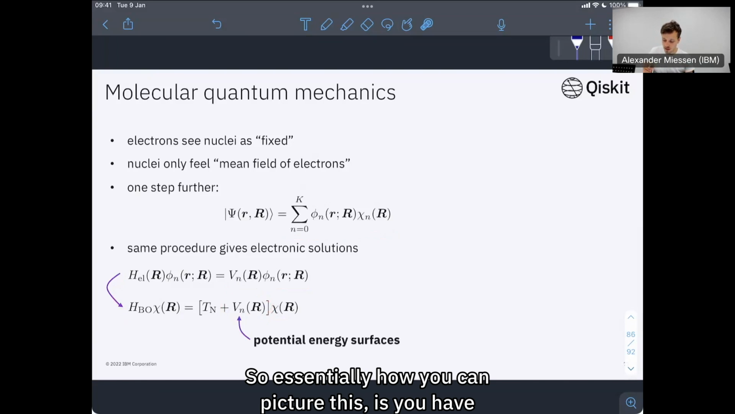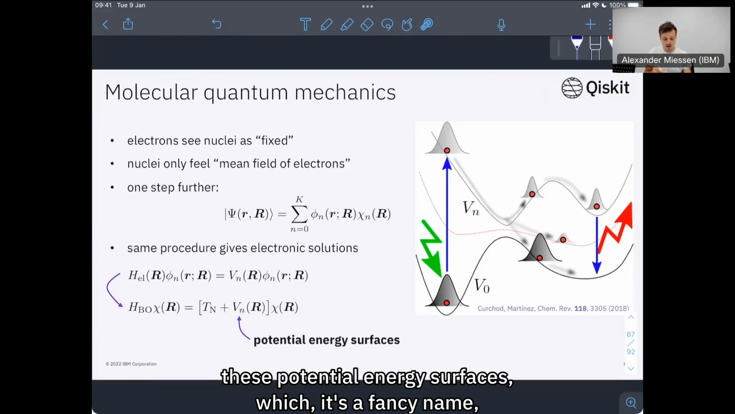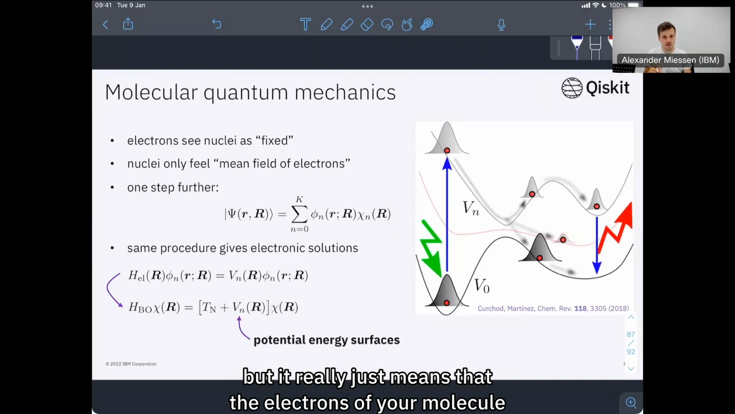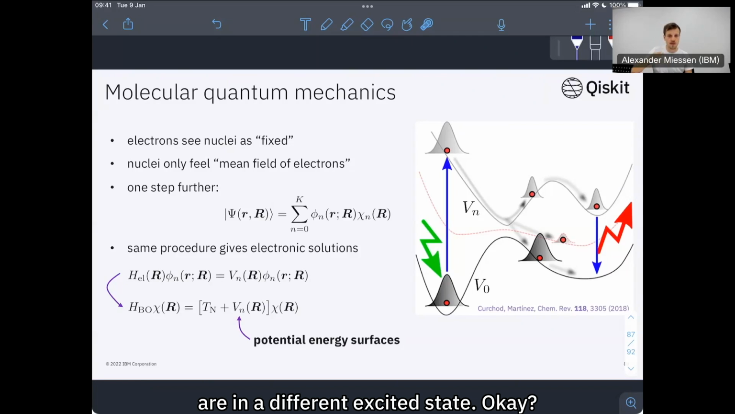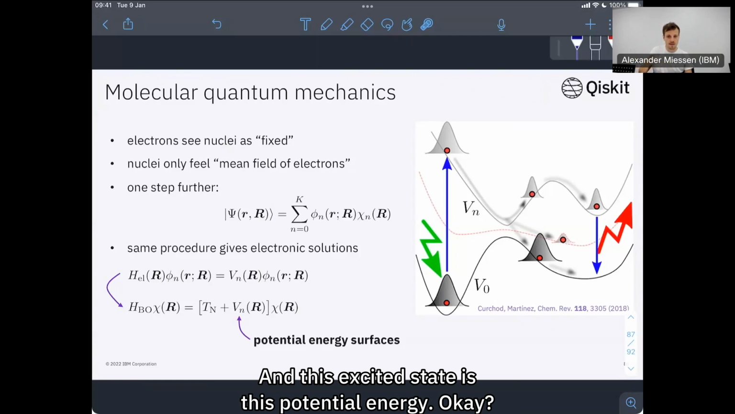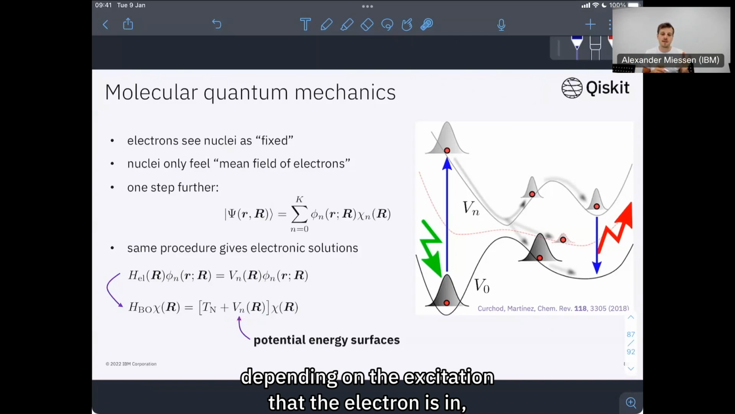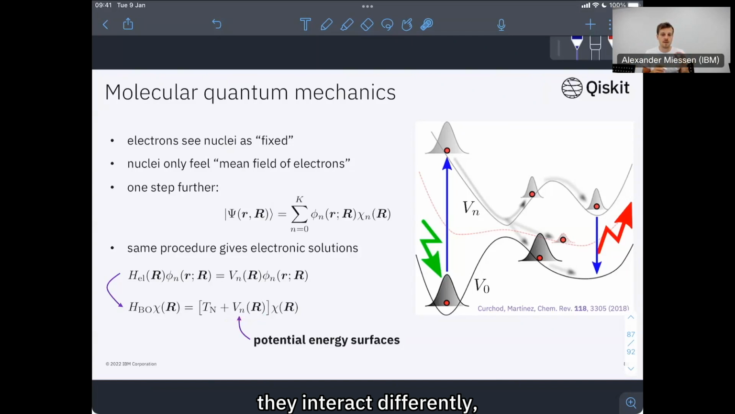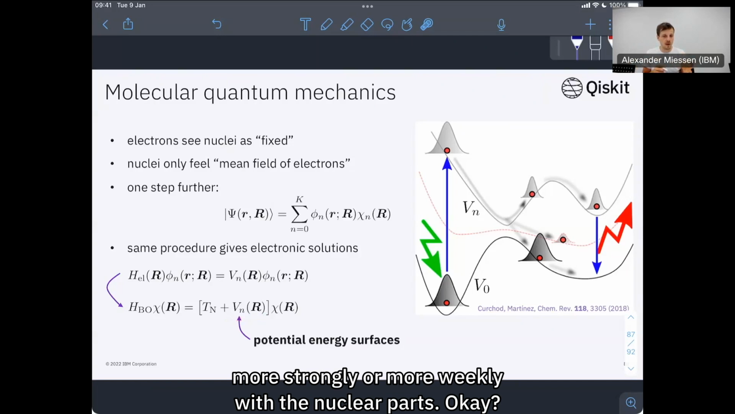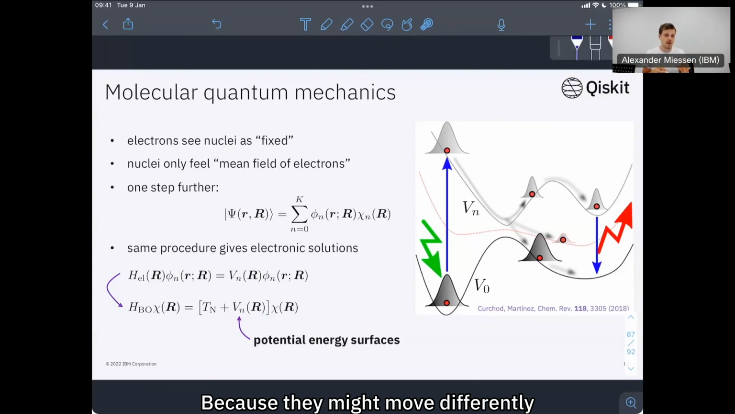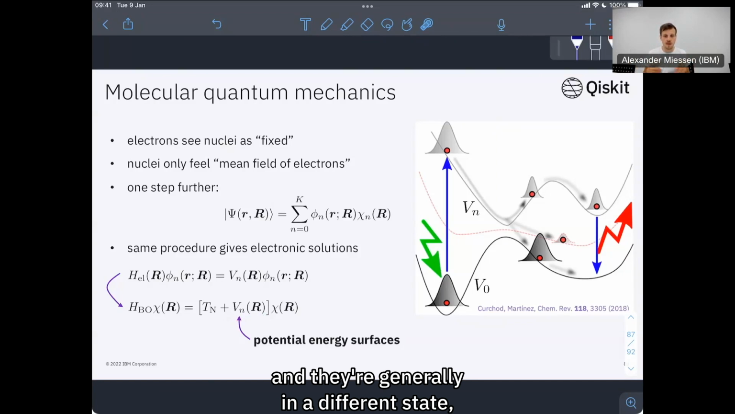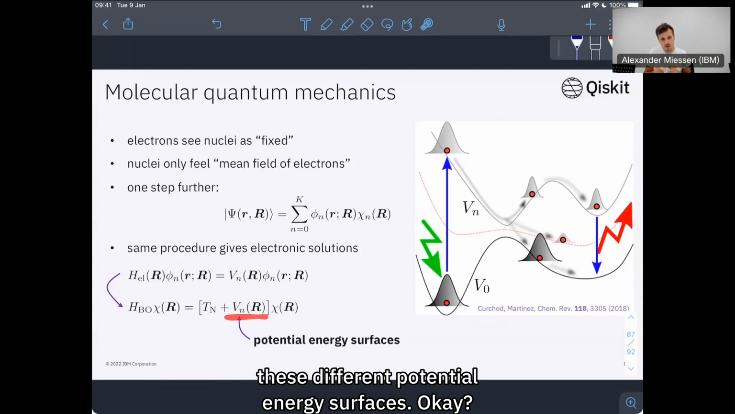So essentially, how you can picture this is you have these potential energy surfaces, which is a fancy name, but it really just means that the electrons of your molecule are in a different excited state, okay? And this excited state is this potential energy, okay? But think about it like this. Your electrons, depending on the excitation that the electron is in, they interact differently, more strongly or more weakly with the nuclear part, okay? Because they might move differently and they're generally in a different state. And this is represented by these different potential energy surfaces, okay?